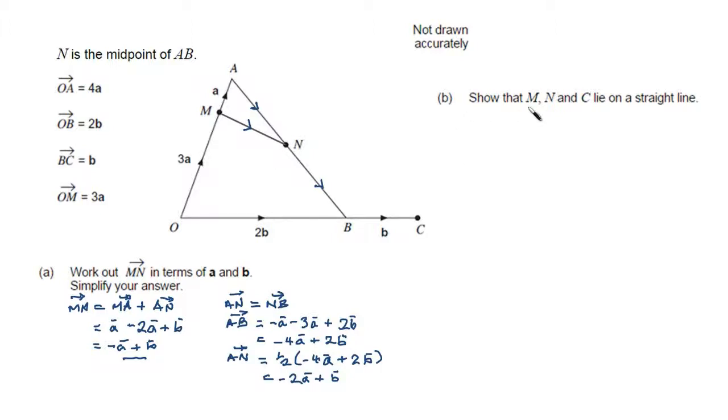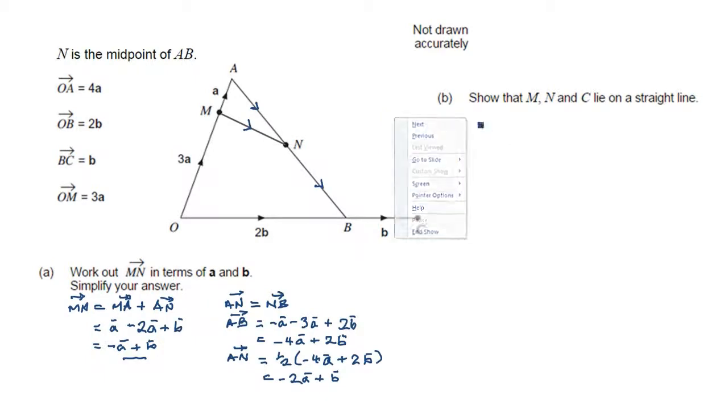Okay, so let's move on to part B. Now in part B we've got to show that, and show that always means proof. We've got to prove M, N and C lie on a straight line. So it's a straight line. So clearly they share a common point. So we could deal with that now.